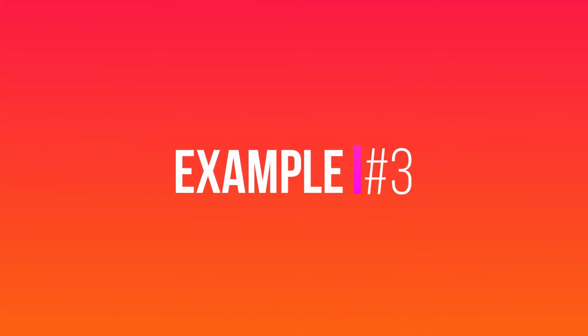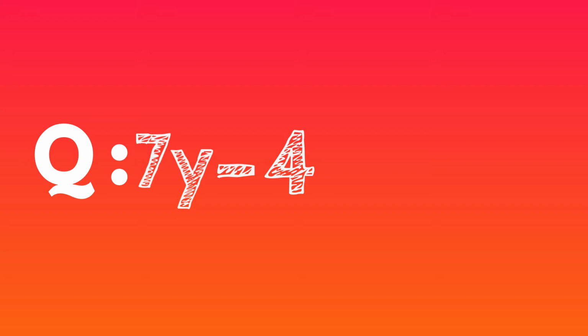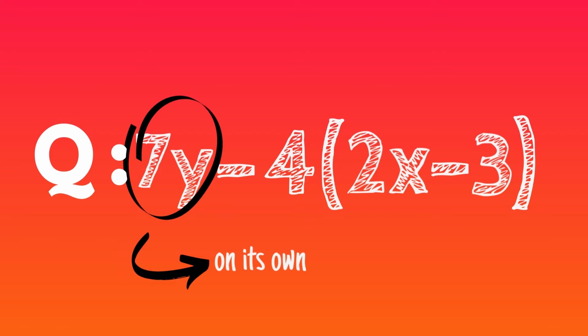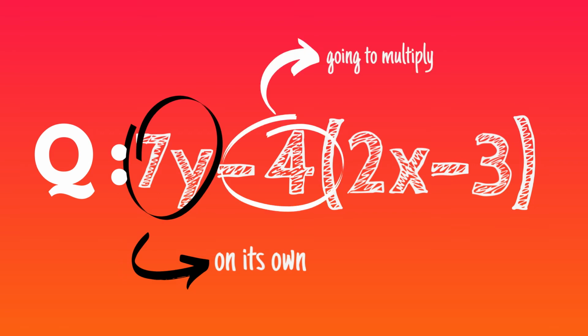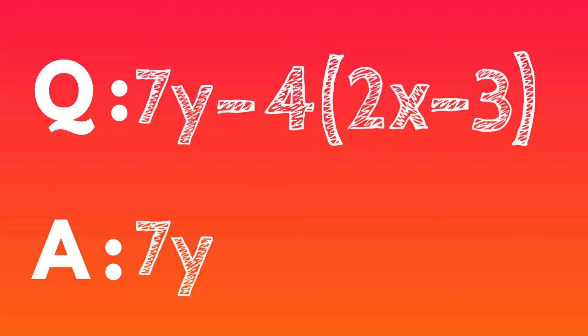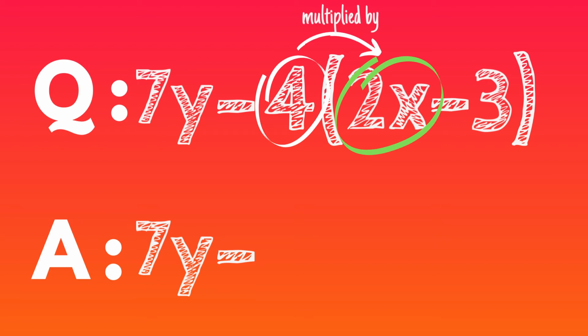Example number 3. 7y, take away 4, open bracket, 2x, take away 3, close bracket. In this equation, you'll notice that 7y is on its own. Then the negative 4 is going to multiply the bracket 2x, take away 3. So we are going to say 7y, we write it as it is. Then take away sign. Then we say 4 multiplied by 2x, which becomes 8x.